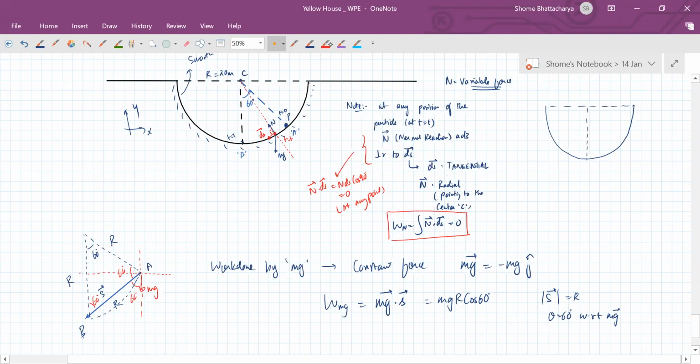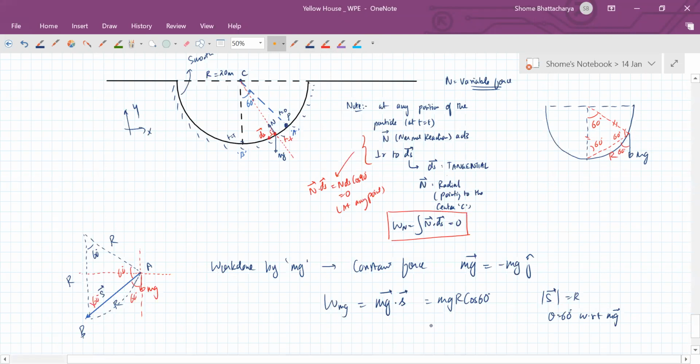Just so happens that when we take an arc which is subtending 60 degrees, this makes an equilateral triangle. That's why this becomes r. And this angle becomes also 60 degrees.